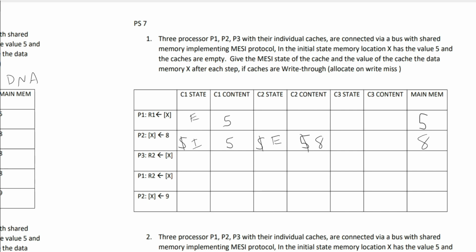Because on allocate, you're basically reading, but then that means the other caches will snoop, and then it'll give it to the cache 2, but then immediately it'll be invalidated since you're writing now. And then this will just be exclusive because you just updated it and no one else has it.